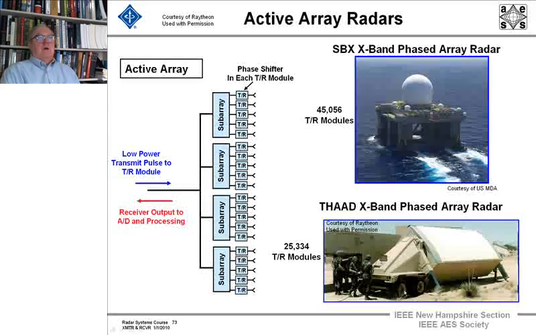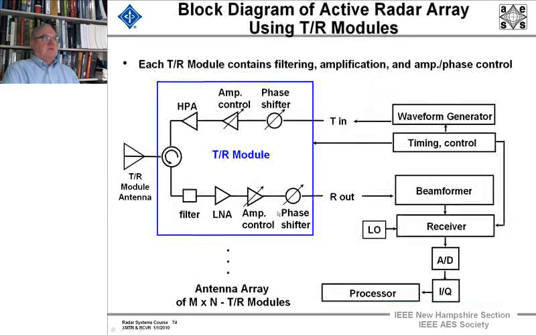Here are two active array antennas which use active phased arrays with transmit-receive modules. The THAAD X-band phased array radar, which is used for missile defense, and the sea-based radar. It's an X-band phased array radar that's mounted on this huge oil drilling platform. And it's got 45,000 elements in it and a mere 25,000 transmit-receive modules in it. These are both very, very costly systems. So you can see how cost can come into play.